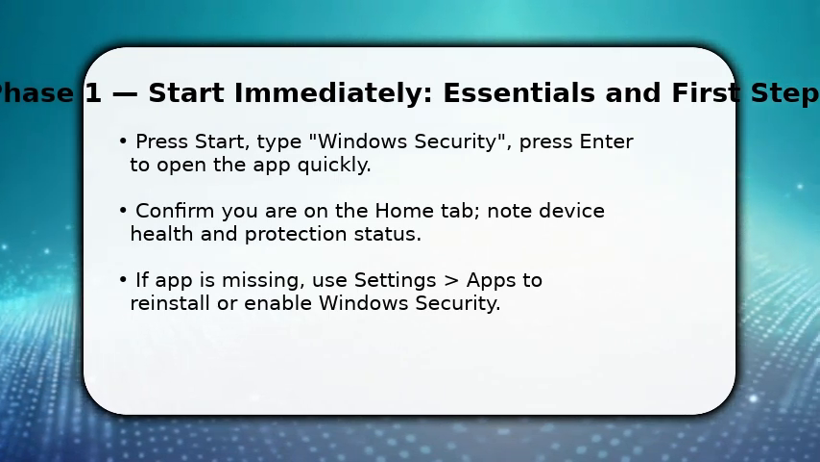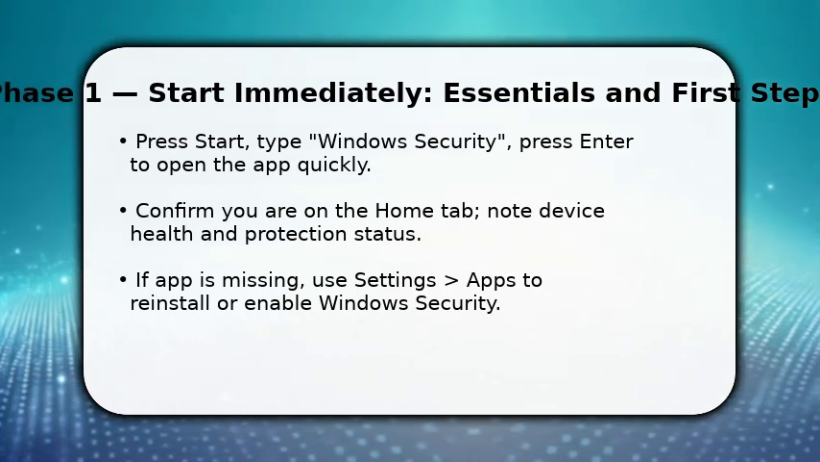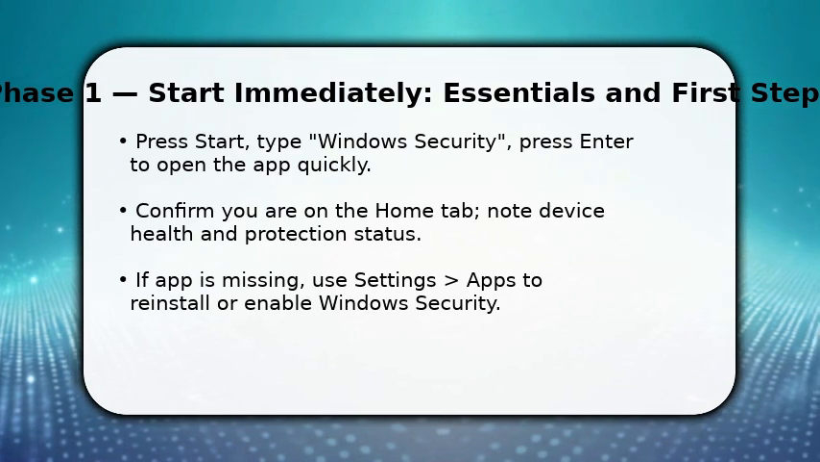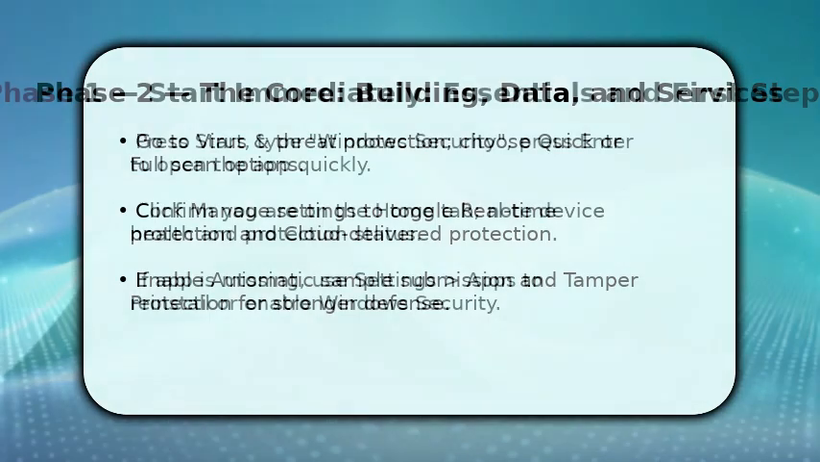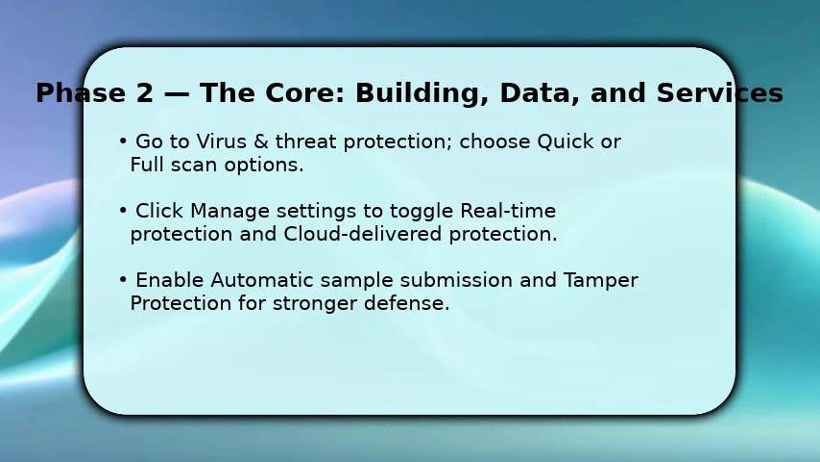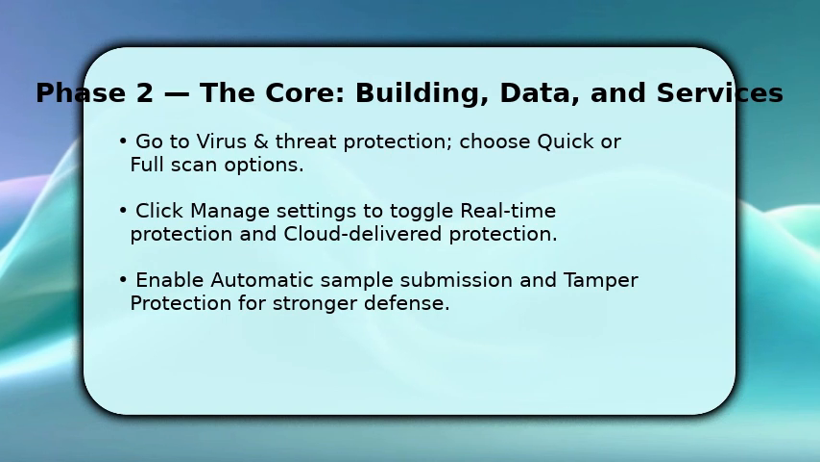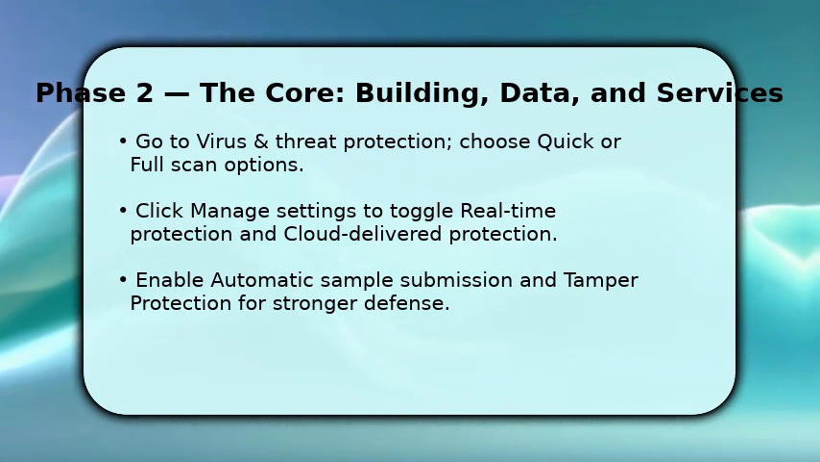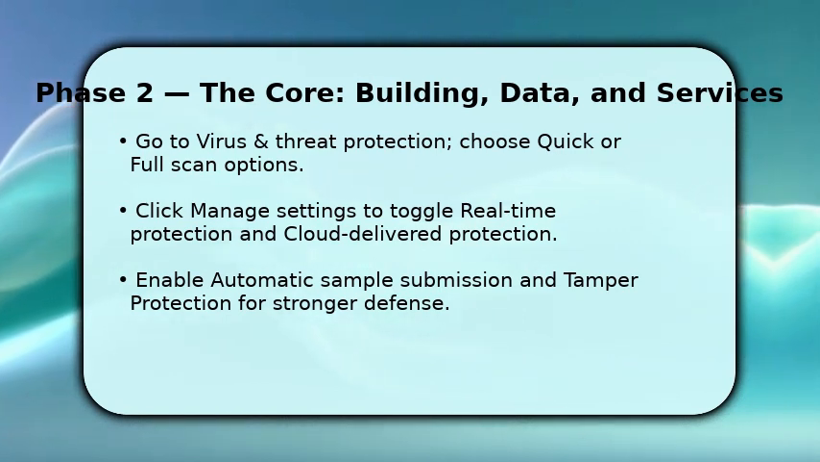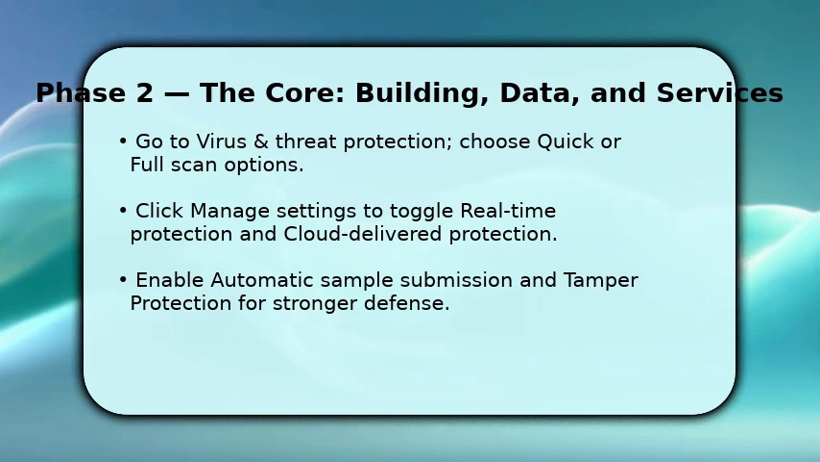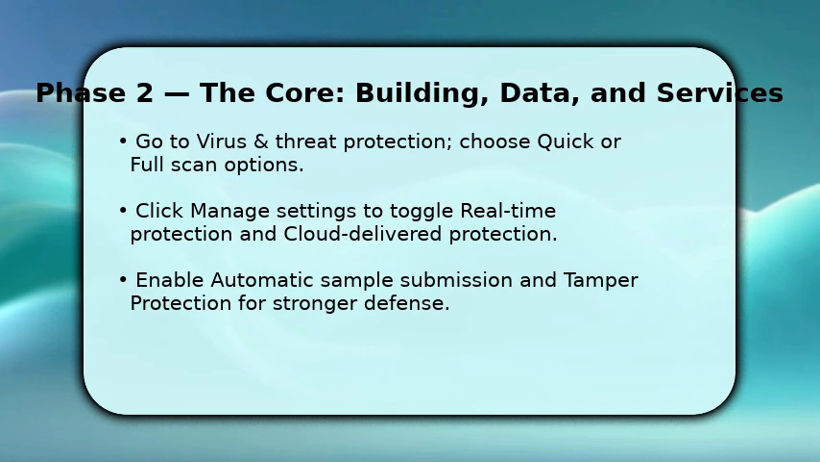Now configure protection settings to make Defender effective. Open Virus and Threat Protection and choose a quick or full scan depending on urgency. Quick for recent files, full for thoroughness. Once you pick a scan, click Manage Settings to toggle real-time protection and cloud-delivered protection. These keep threats blocked in real time and use Microsoft signals for faster detection.